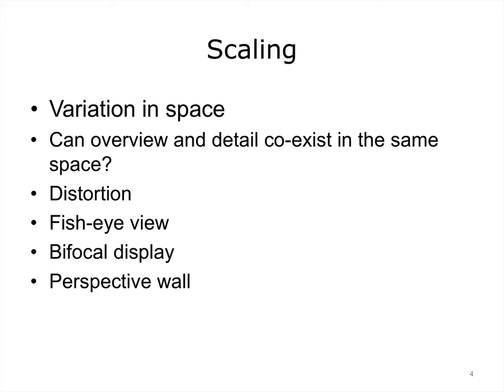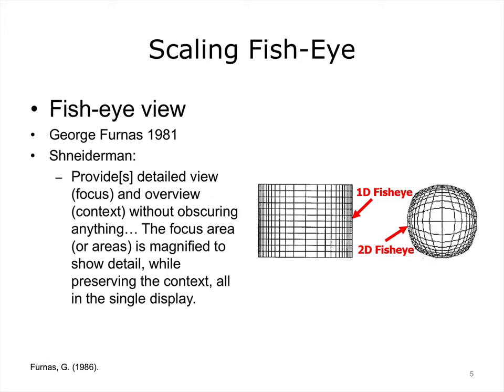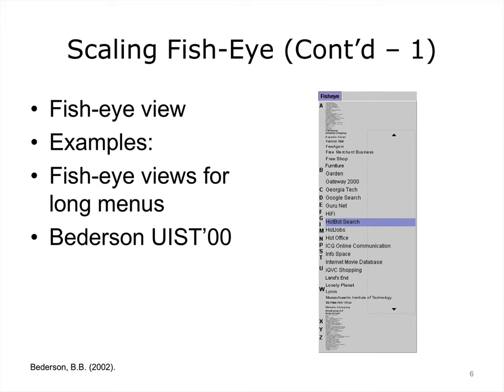Let's take a more detailed look at different scaling techniques. The three common ways to provide overview and detail on the same screen are fisheye views, bifocal display, and perspective wall. Fisheye views follow the same principles as a fisheye view lens of cameras. They show the central focused area in great detail and all areas outside of this focus in a condensed way to preserve context.